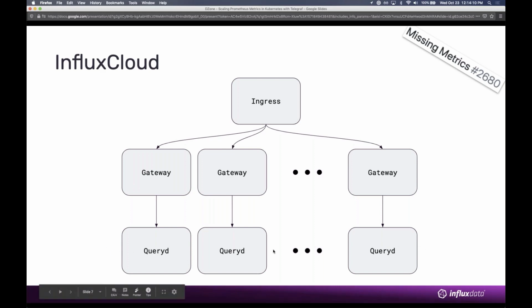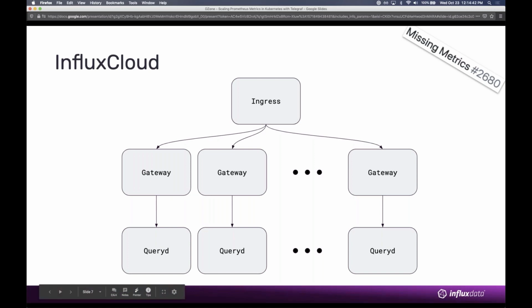And I'm trying to remember how many we have right now, but it's between 50 and 100, I believe, of these particular processes. So the traffic comes into the ingress, it is round robin across the gateways, and gateways round robin across this tier of queryDs. And these are elastic. Every single one of these gray boxes has Prometheus metrics. And so our scraper is responsible for scraping all the metrics across all of these.